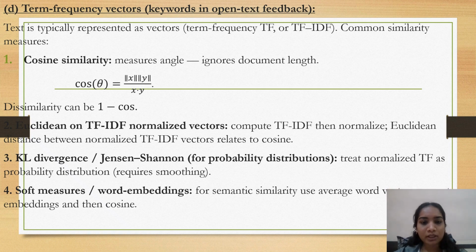Lastly, to summarize: nominal, which is simple matching, 0 if same and 1 if different. Asymmetric binary, Jaccard dissimilarity. Numeric, normalized Euclidean or Manhattan distance. And text, that is TF vectors, which is cosine distance. Using the right measure ensures our analysis is accurate and meaningful. Thank you.